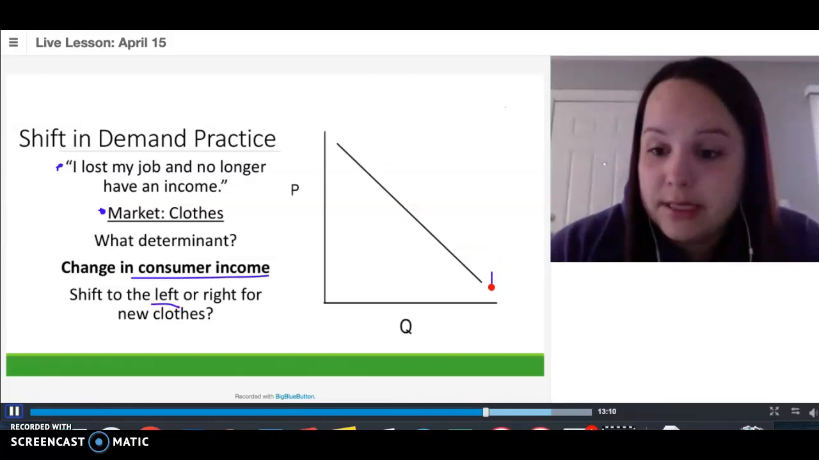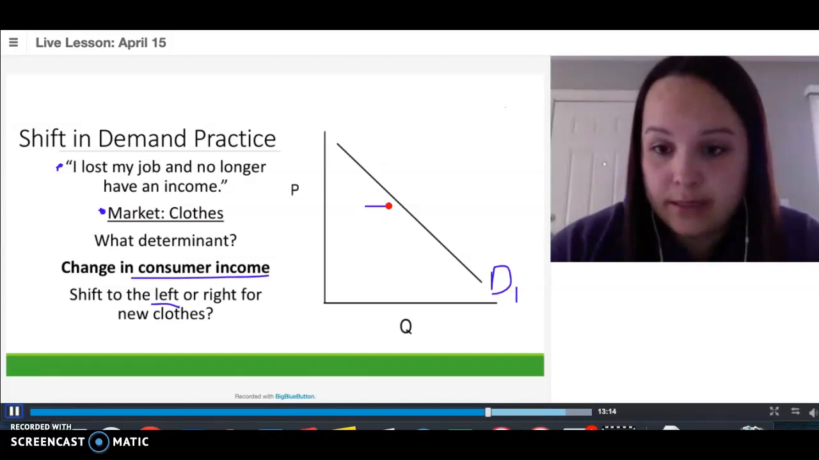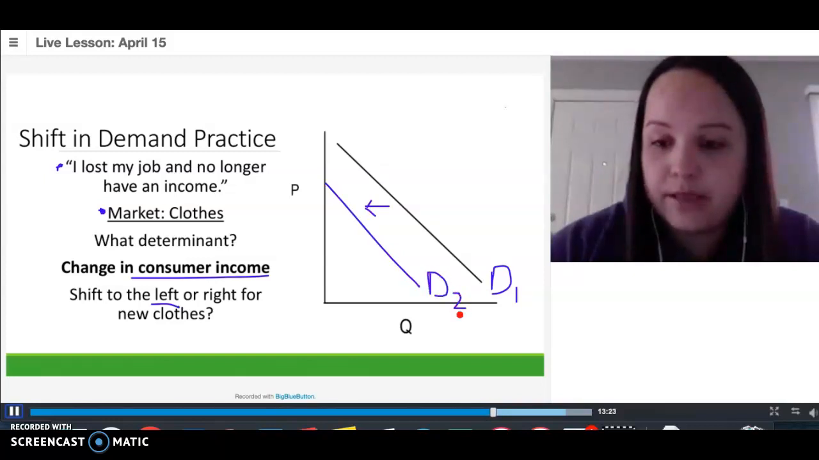So you do the same thing. Again, start off by labeling your first curve D1. Draw an arrow, but this time to the left to signify a decrease, and then you draw your new demand curve and label that D2.